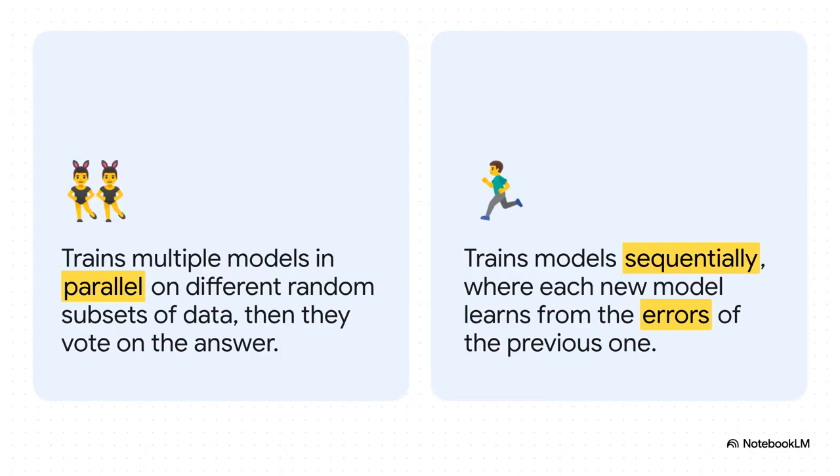Now, there are 2 main ways you can build these teams. The first is called bagging. This is like asking 100 different experts the same question, but you give each one a slightly different piece of the evidence. Then they all vote on the final answer.